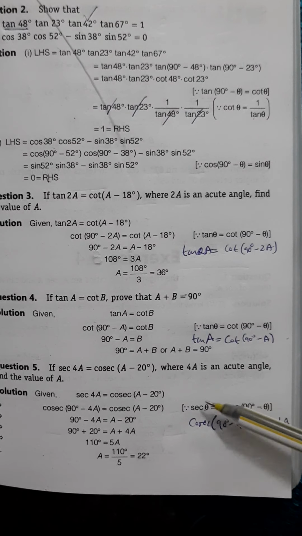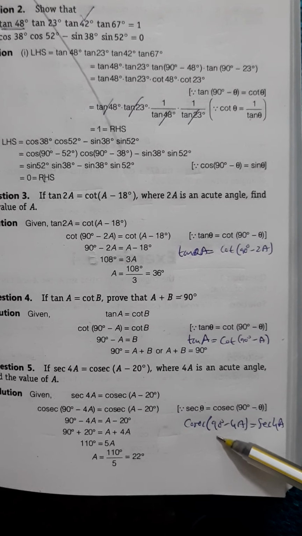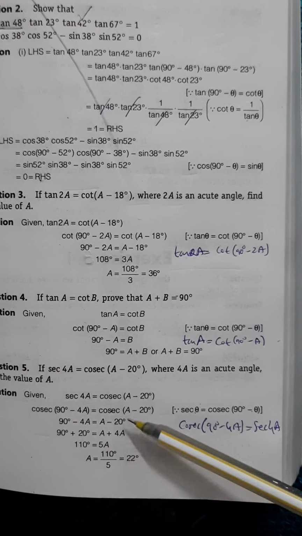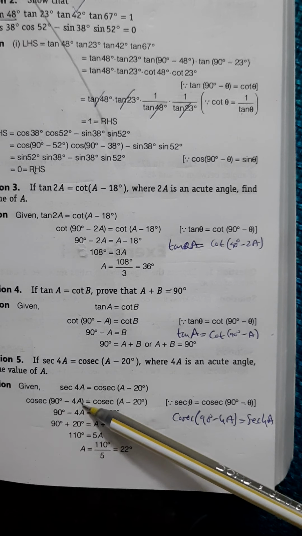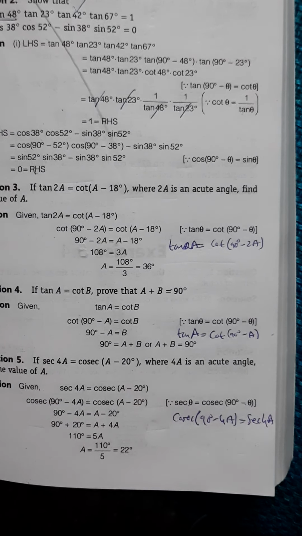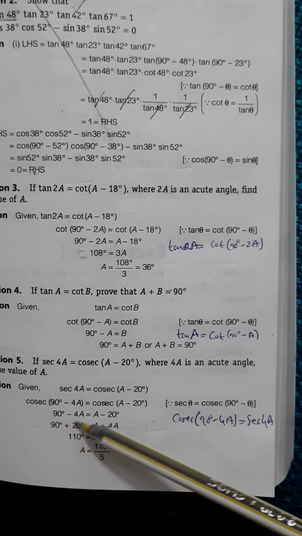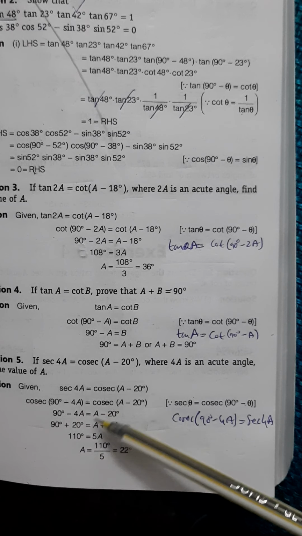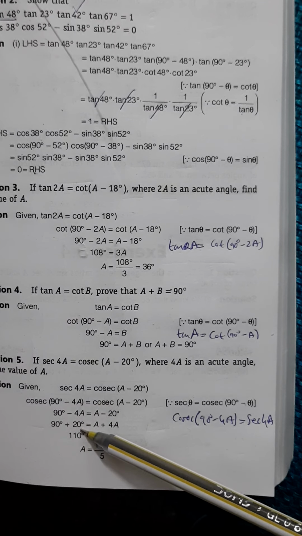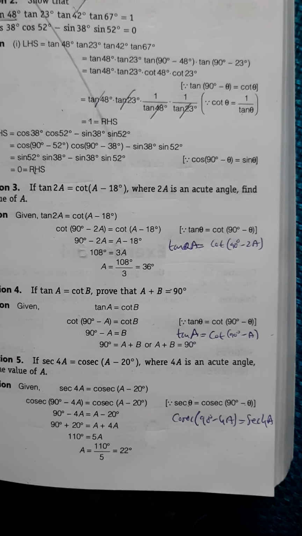So what do I need to do now? Instead of sec 4a, I will replace with cosec 90 minus 4a. And this is as it is. So in the next step, we can compare the two brackets. 90 minus 4a is a minus 20. Bring the a terms on one side. So a plus 4a is 90 plus 20. 5a is 110. So a becomes 110 by 5. So the value of a becomes 22 degrees.